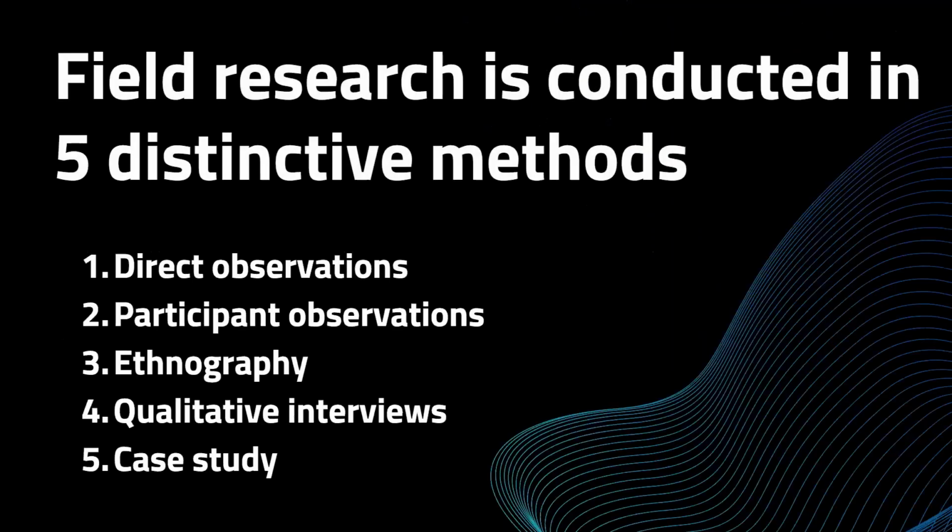There are 5 distinctive methods of conducting field research. The first one is direct observation, where the participants are observed in their natural environment. The second one is participant observation, where the researcher is highly involved. So the researcher is no longer only an observer, but also acts like a participant.